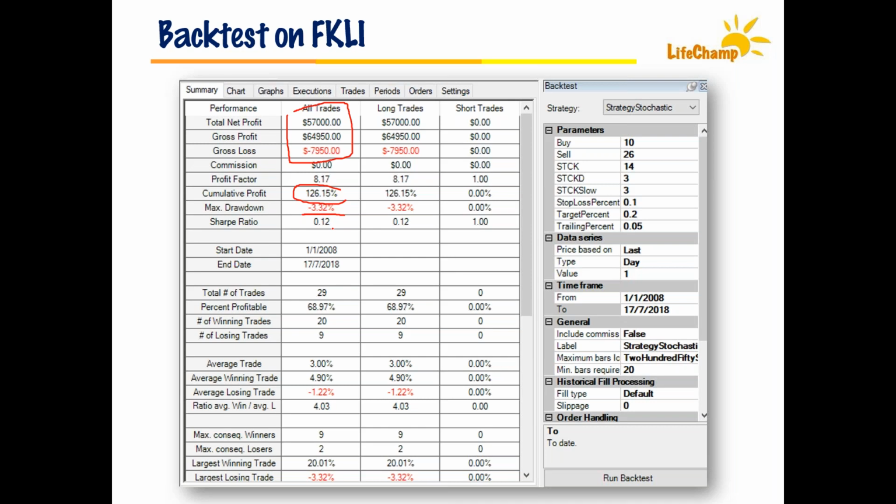That means if you make money, the maximum that you can lose is actually 3%, probably 2-3 trades losing in a run. And then when you start testing it, you can actually optimize the parameters. So how to optimize parameters is, in this case, how I get the numbers 10 and 26 for buy and sell: I ask the system to give me these numbers.